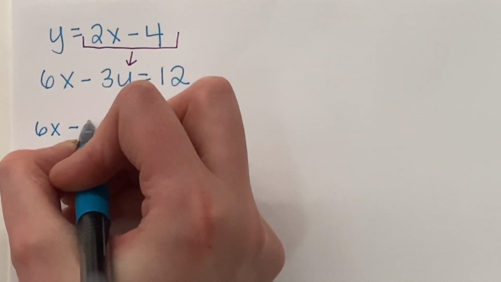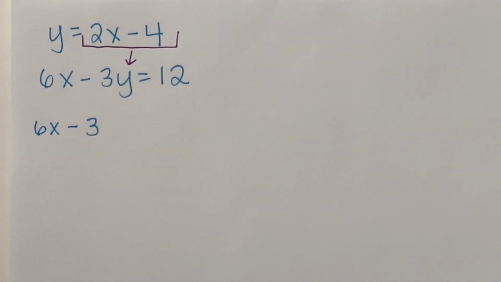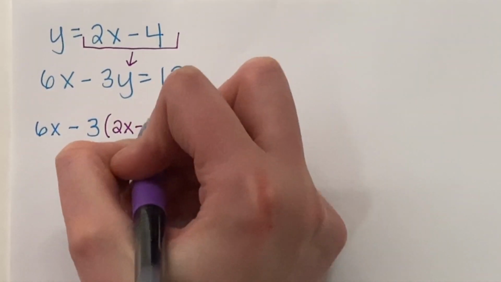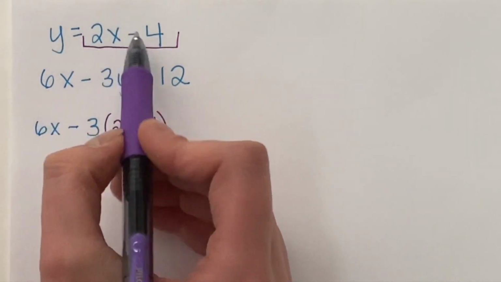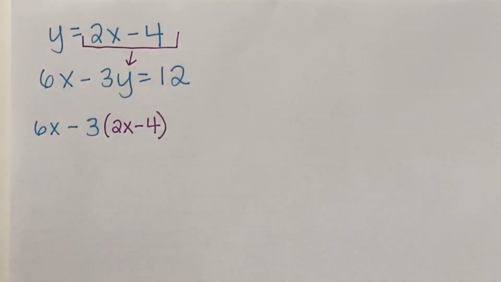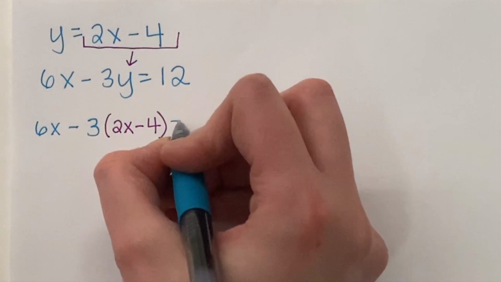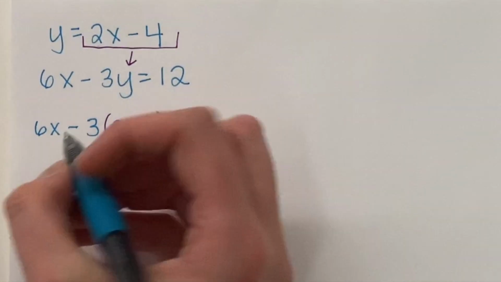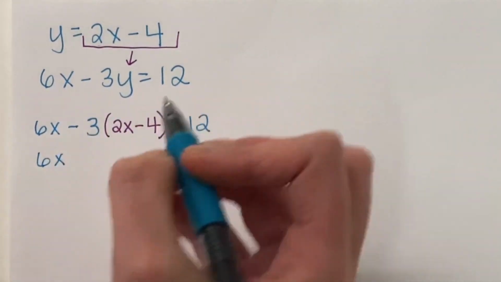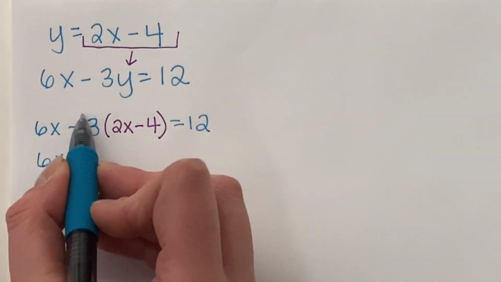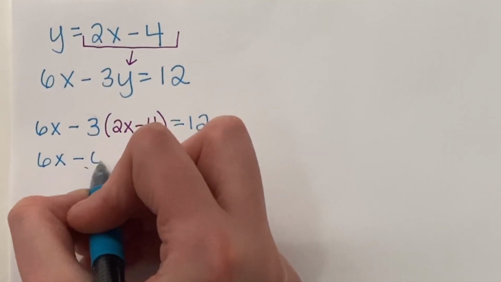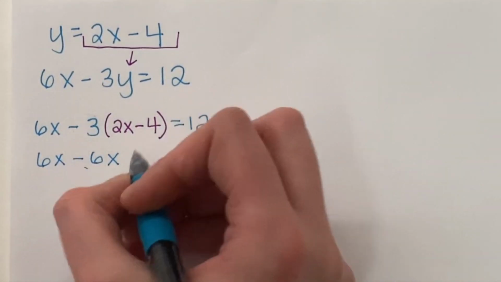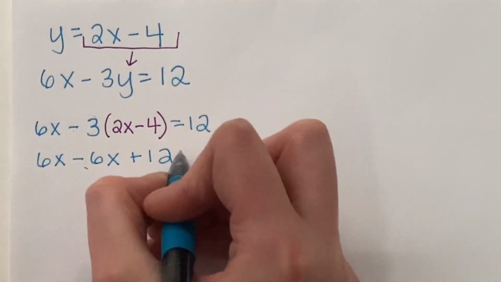6x minus 3, remember that 3 stays, it does not go away, times 2x minus 4, again substituting this piece in for y, equals 12. And then we have a nice linear equation that we can solve. So 6x, when we distribute the negative 3 in, we get negative 6x. Negative 3 times negative 4 is a positive 12.